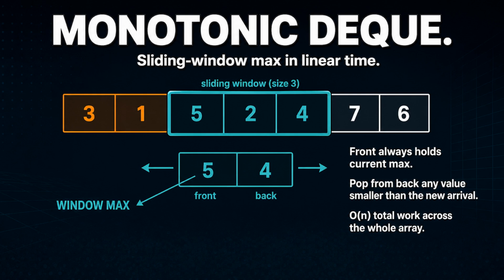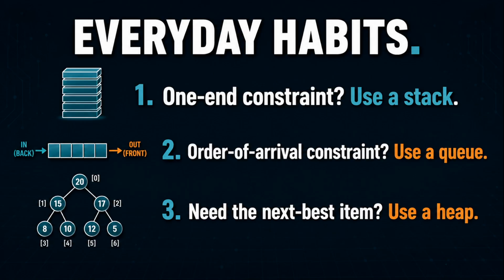The classic example is the sliding window maximum problem. You have an array of 1,000,000 numbers and a window of size 100. For each window position, return the largest value. The naive solution is 100 million comparisons. The deque-based solution does it in linear time by keeping the deque monotonic. The front always holds the current maximum, and you pop from the back any value that is smaller than the new arrival.